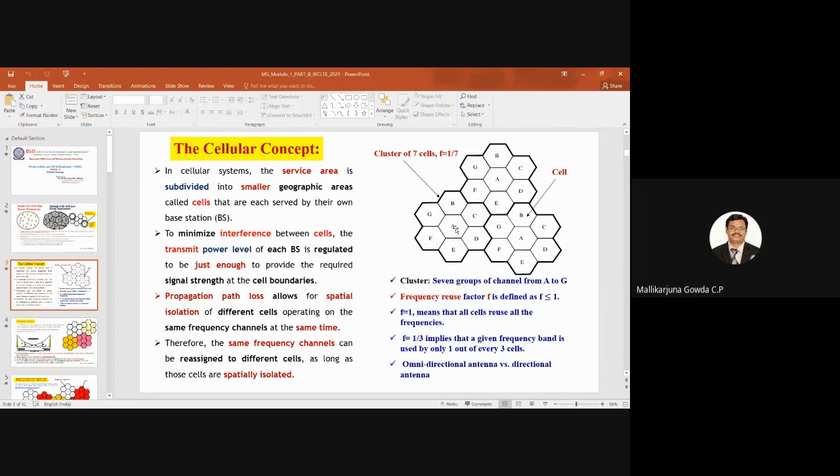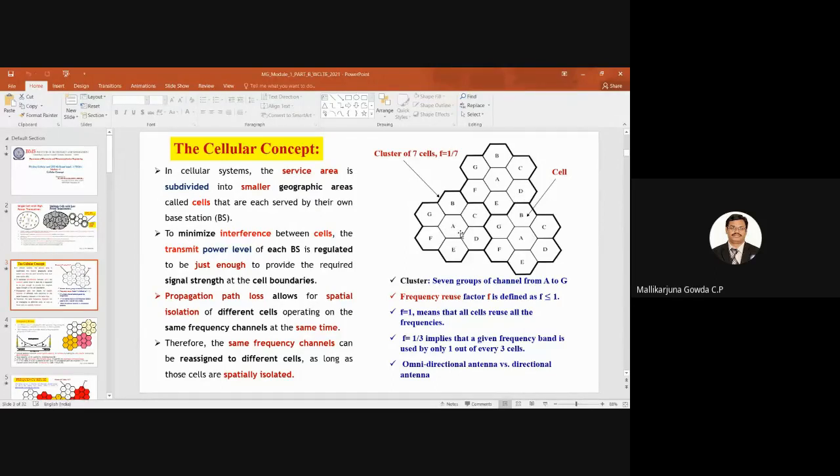So cells A, B, C, D, E, F, G, all these 7 cells will be using different frequencies. They will not be using the same frequencies. A certain band is allocated, and in that, a certain number of frequency carriers are available. All those frequency carriers will be distributed among these 7 cells. And the same thing will be replicated for another geographical area, so that it can cover the entire geographical area. Is that fine? Hope you got my point.